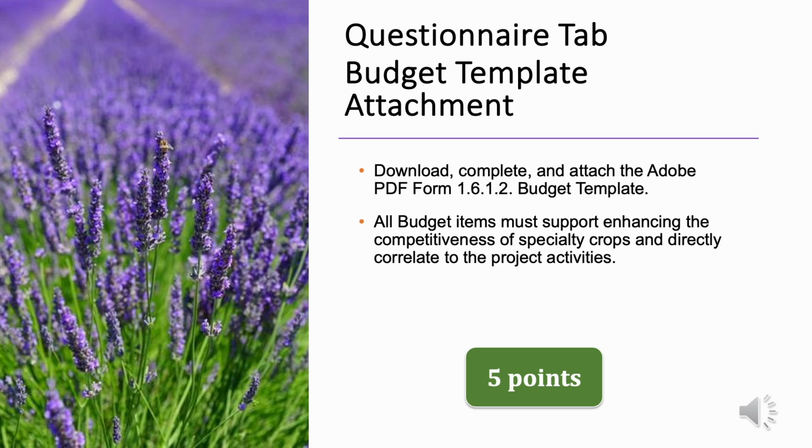And as mentioned before, today's FAST demonstration will show you exactly what the Attachments tab looks like and how to upload a file. Also, items listed in your budget template must support enhancing the competitiveness of specialty crops and directly relate to the project objectives. The budget template is worth 5 points.